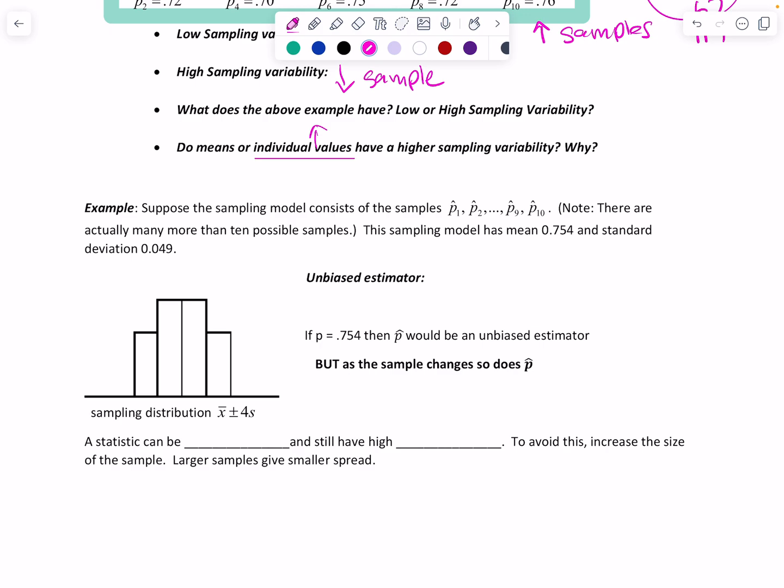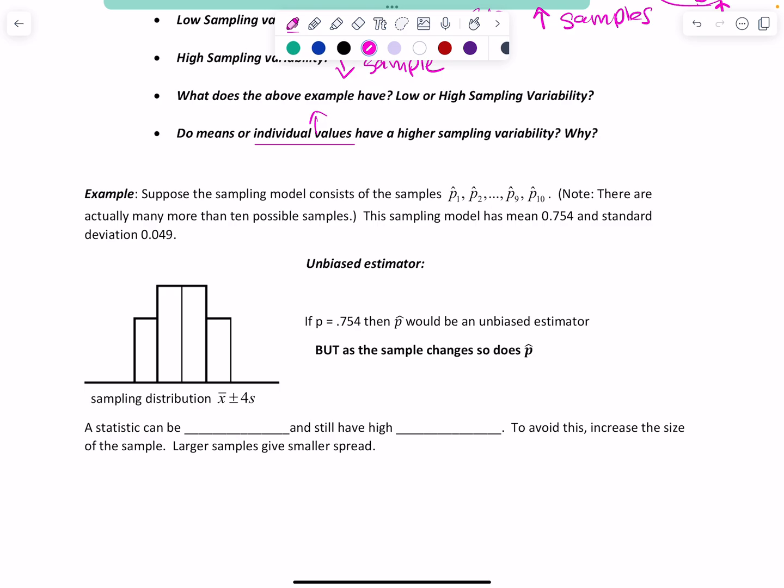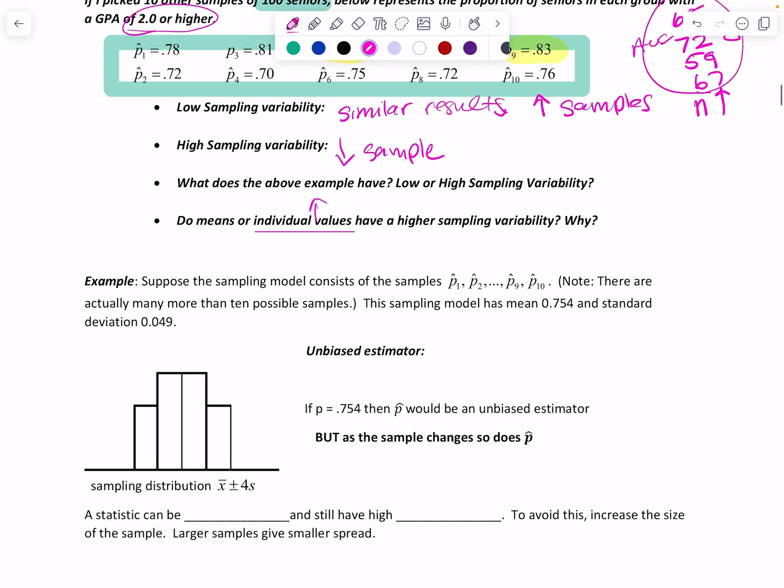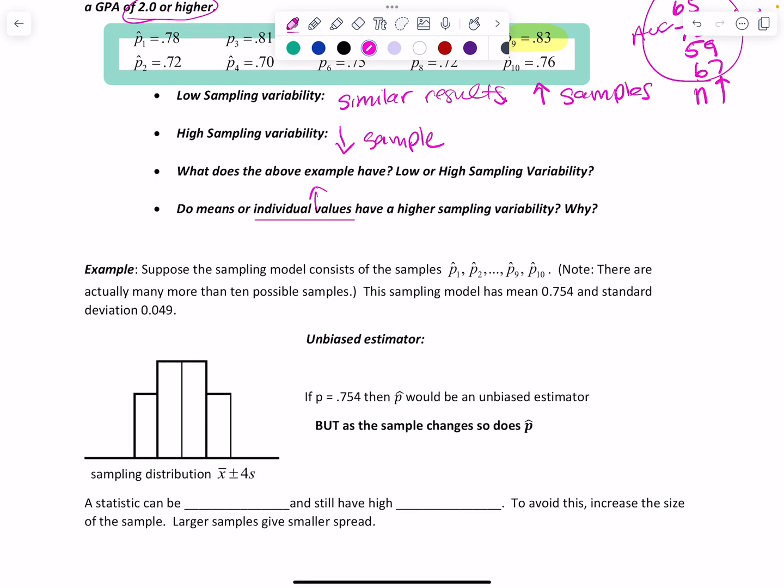So let's look at this one here. We have a sampling model that consists of P1 hat, P2 hat, and so forth, and there are actually more than 10 possible samples. We can have a bunch of possible samples. This question was, do you have a GPA higher than 2.0? Remember I talked about the two types of things? This one's saying, what's the average? This sampling model has an average of 0.754 and a standard deviation of 0.049.